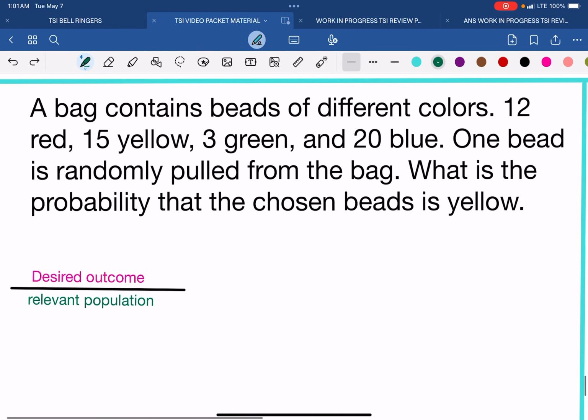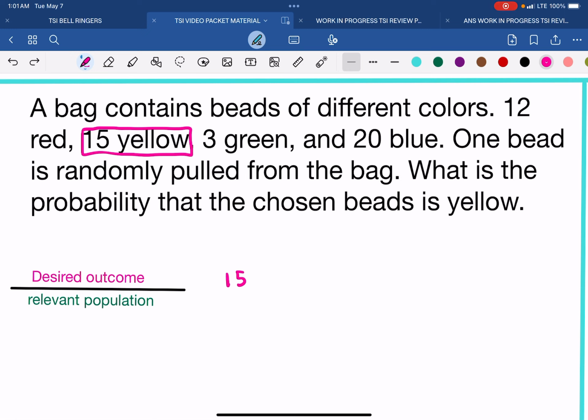All right, so let's get started. Here's the first problem. Ooh, the famous bag of marbles. In this case, they're beads. A bag contains beads of different colors: 12 red, 15 yellow, 3 green, and 20 blue. One bead is randomly pulled from the bag. What is the probability that the chosen bead is yellow? So we want to choose a yellow bead. How many yellow ones do I have? Obviously, there is 15. That's quite simple.